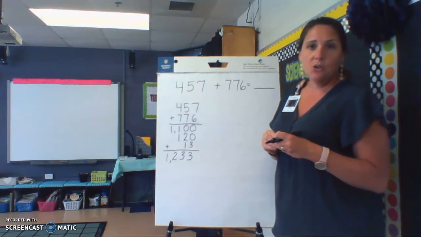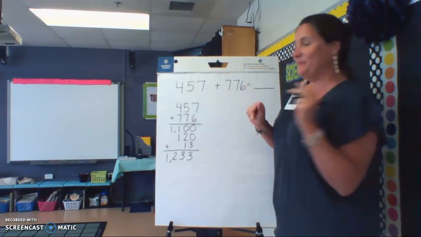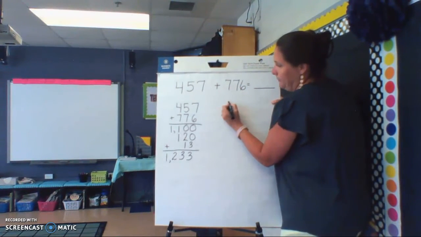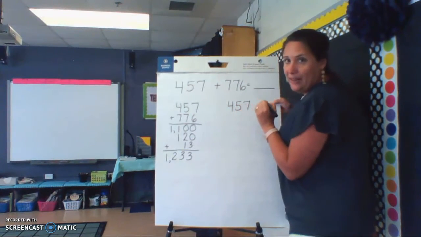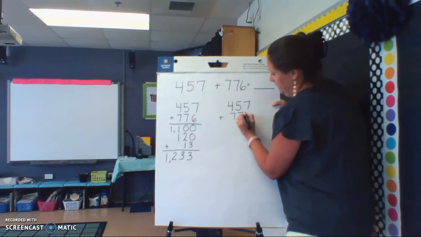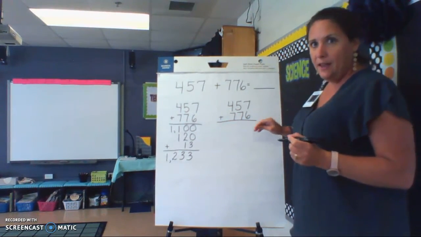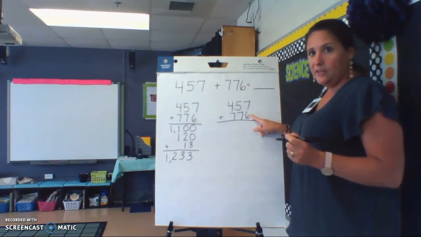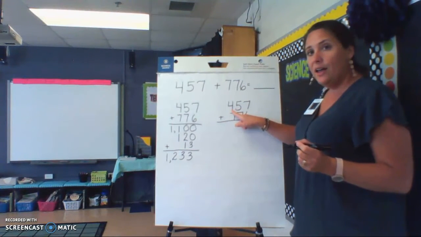But now let's do the U.S. Standard algorithm, or the traditional or old school way. So I'm going to rewrite this problem again up and down. And again, make sure that you line up your numbers. All right, now we're going to start in the ones place. And that's all the way to the back, because we have our ones, our tens, and our hundreds.